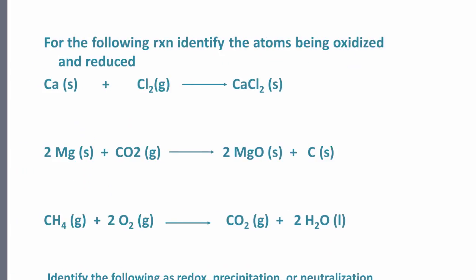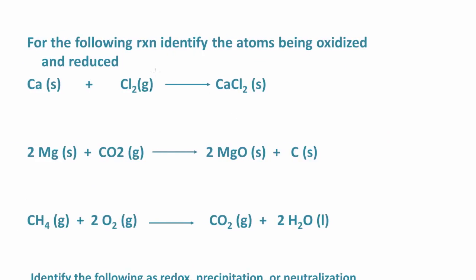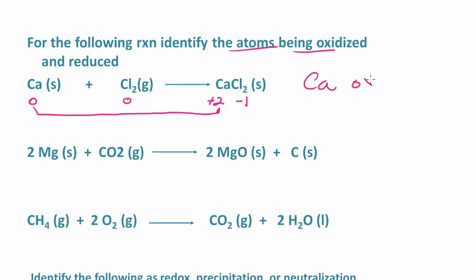Your book has a nice setup as far as how to do these. We're given some reactions, and we're asked to identify the atoms that are being oxidized and reduced. Well, I know that calcium, in its solid state, has an oxidation number of 0. Chlorine, an oxidation number of 0. But in the compound calcium chloride, calcium has an oxidation number of a +2, same as the charge, and chlorine a -1. So what's happened here is calcium has gone from a 0 to a +2. It's increased in charge. Therefore, calcium has been oxidized.